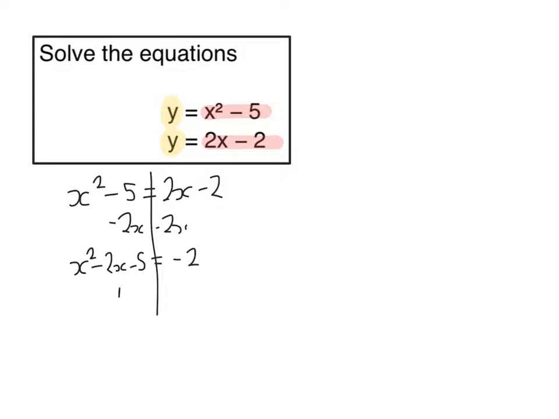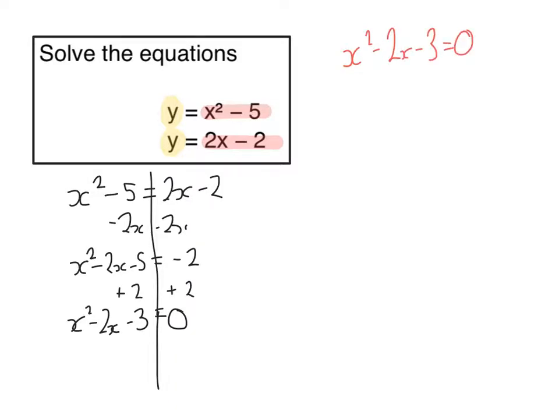And then I need to add 2 to both sides. And that's going to get me x squared minus 2x, negative 5 add 2 is negative 3, and that's equal to 0. So I'm going to rewrite that up here, and I'm going to see if I can factorise that. That's the first thing that I would be doing.